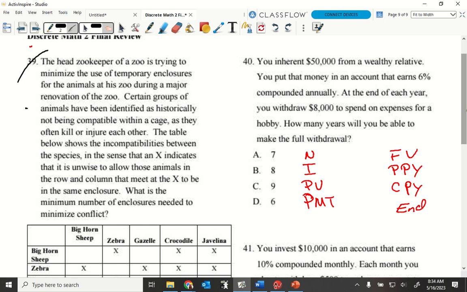But think about it. How often do I take money out of this account? Once a year. So what is my payments per year going to be? My PPY is 1. Because the money, is it owed or is it mine? It's mine, right? So it's an investment, so that means it's my money.